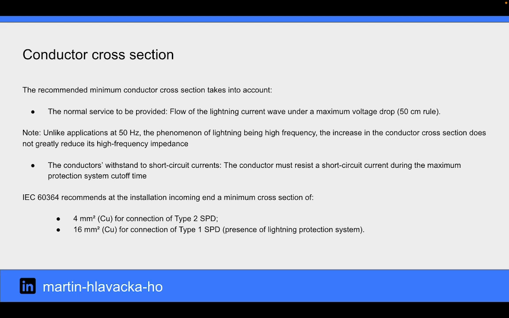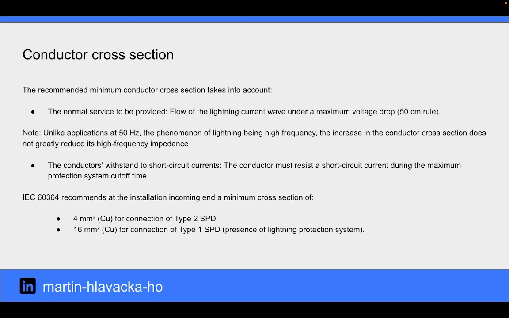The recommended minimum conductor cross-section takes into account flow of the lightning current wave under a maximum voltage drop. Unlike applications at 50 Hz, the phenomenon of lightning being high frequency, the increase in the conductor cross-section does not greatly reduce its high frequency impedance. The conductor must resist a short circuit current during the maximum protection system cutoff time.